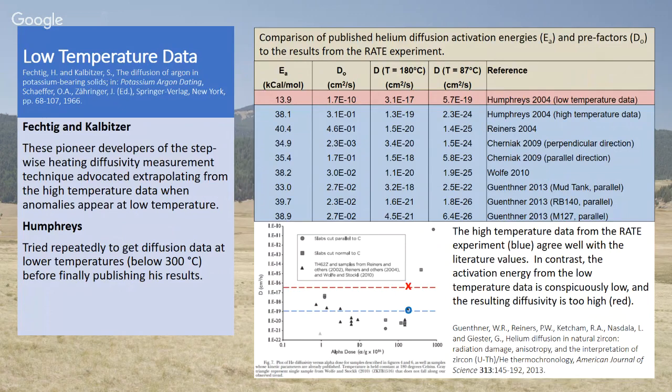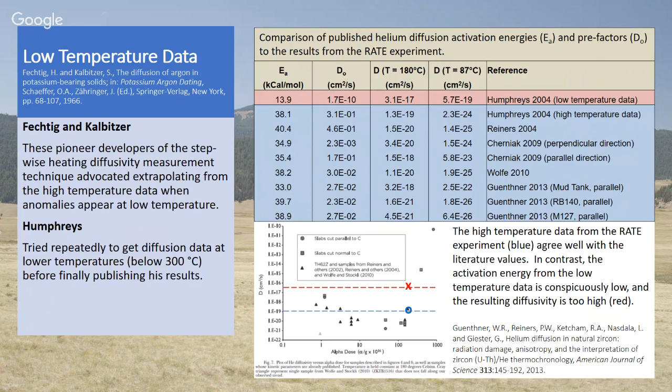Humphreys, on the other hand, and the RATE team, they tried to get data. They tried to get low temperature data repeatedly. And this is different than other people in the field who focus mostly on high temperature data, and for good reason, because it's a lot of work to get the data at low temperature because the gas release is so low. But if it's invalid anyway, why waste your time there? Focus on the high temperature data.